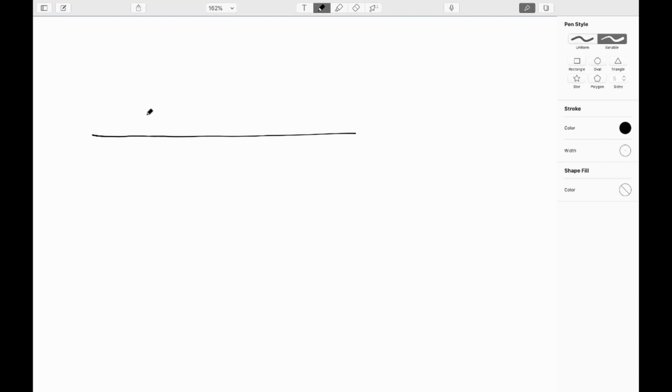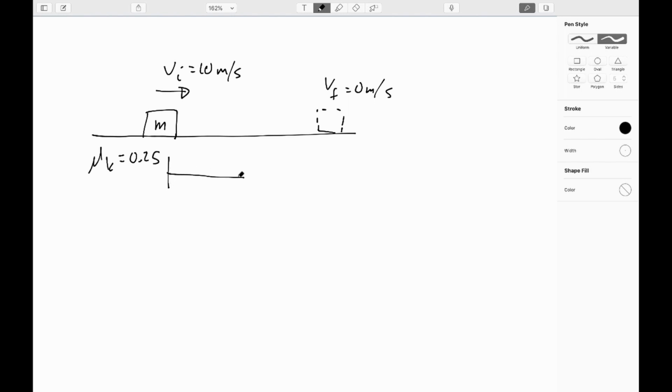So let's say we've got a block here, mass M. No, I'm not going to say what the mass is, it'll cancel. Initially moving at 10 meters per second, and it'll slide to a halt. The coefficient of kinetic friction between these surfaces is 0.25. Now what I'd like to know is how far did the block travel? So what's the displacement?